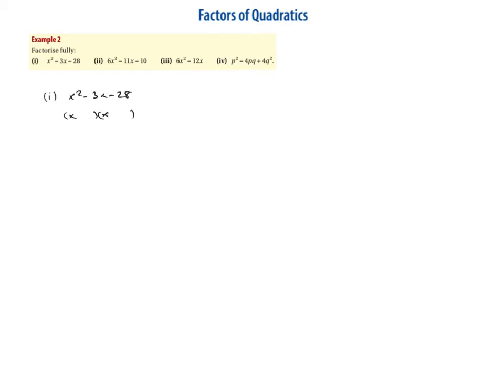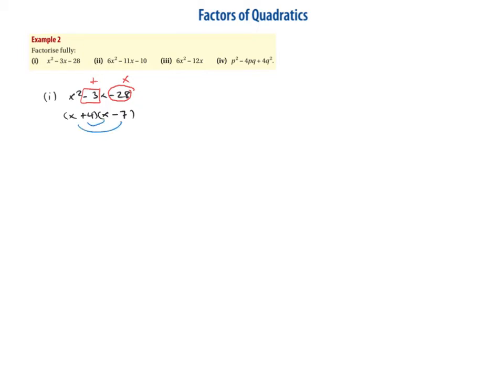Remember, what we're trying to do is we're trying to find two numbers that are going to multiply to make this term here, and that are going to add to make the coefficient in front of the x. So a little bit of jiggery-pokery, I'm going to say perhaps 4 and 7. So we're looking at plus 4 minus 7 as a guess. Plus 4 minus 7.